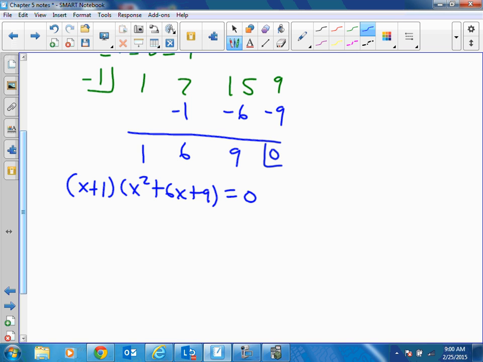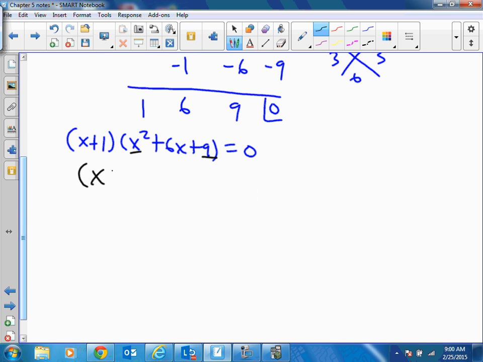Okay. So then what we need to do is factor x squared plus 6x plus 9. You know, factors of 9 that add up to 6 are 3 and 3. Okay. Or you could just realize that it's a perfect square trinomial and write it that way, either way. So you can write it as x plus 1, x plus 3, and x plus 3 equals 0.